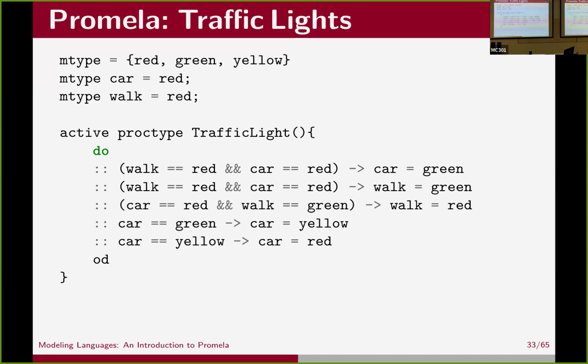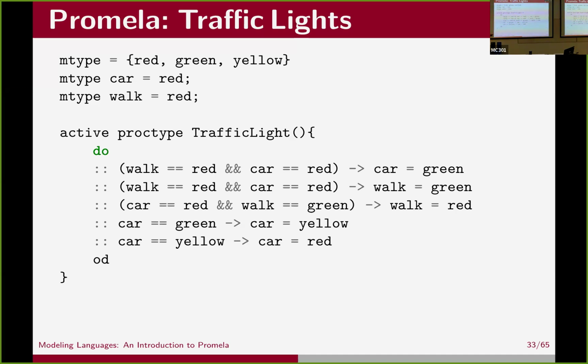And now I can also define global variables. These global variables are just going to be global to the entire system state. And we can now define the traffic light with this mtype enumeration. So this is the transition system we saw before. We're going to indefinitely do one of these non-deterministically. If both traffic lights are red, then the cars get the green light.